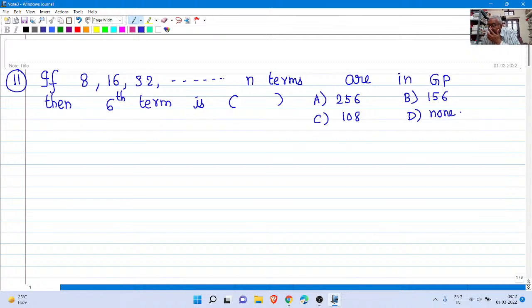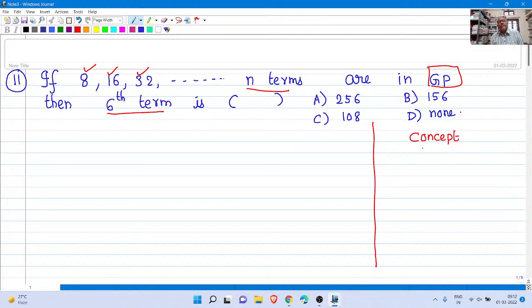So what's your answer, Gopal Rao? Okay. 8, 16, 32 and so on n terms are in geometric progression, then we are asked to find out the sixth term of the geometric progression. So here we need to use the general term of the geometric progression. That concept we need to use.